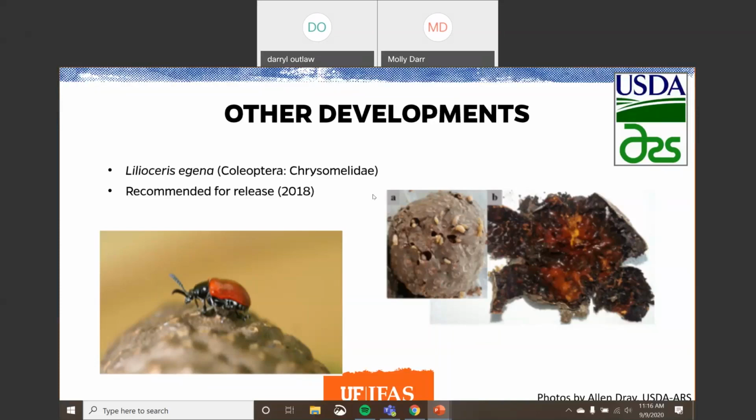This beetle, I think, could be the nail in the coffin for air potato in the Southeast. And so this beetle has actually been recommended for release by the Technical Advisory Group back in 2018. So we're probably a year and a half from having release permits issued. And so stay tuned for news on that one. All right, next.